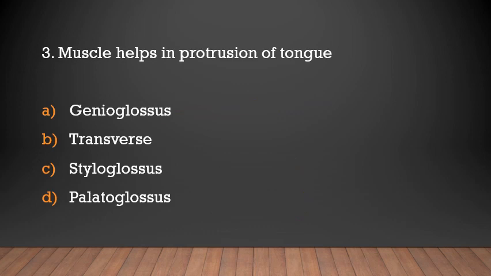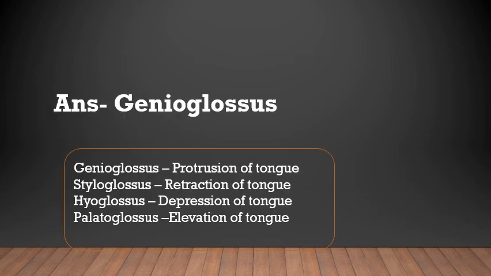Which muscle helps in protrusion of tongue? Genioglossus, transverse, styloglossus, palatoglossus. Genioglossus. Genioglossus helps in protrusion of tongue. Styloglossus, retraction of tongue. Hyoglossus helps depression of tongue, and palatoglossus for elevation of tongue.